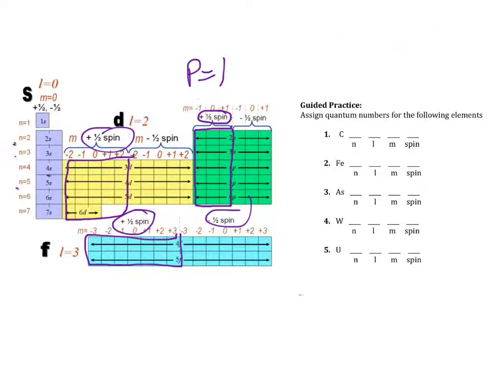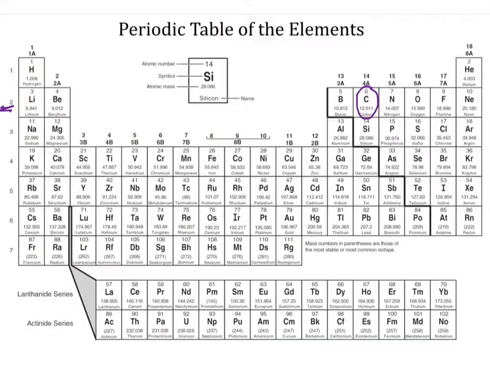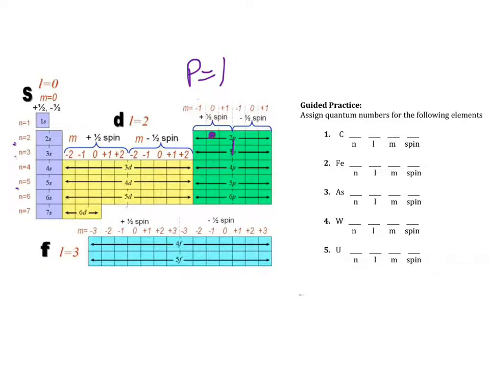The first one is carbon. Let's go ahead and find carbon on the periodic table. It happens to be right there. So notice how N is going to be 2. The second quantum number is the block that it's in, which happens to be 1. Now, M is the position, which notice how it's -1, 0. And then the last one is the spin. It's in the first half of the block, so it is a positive 1/2.